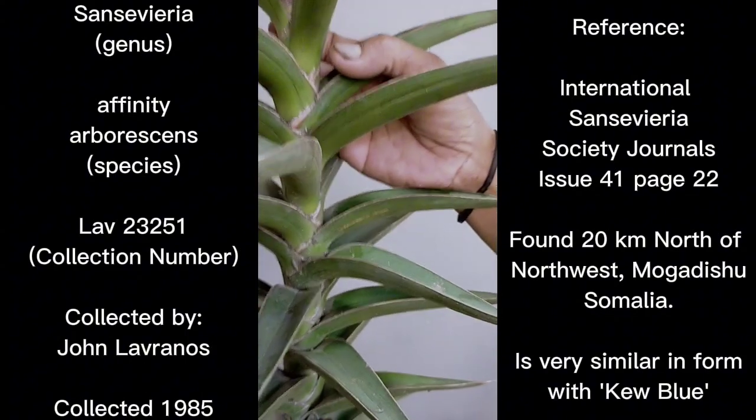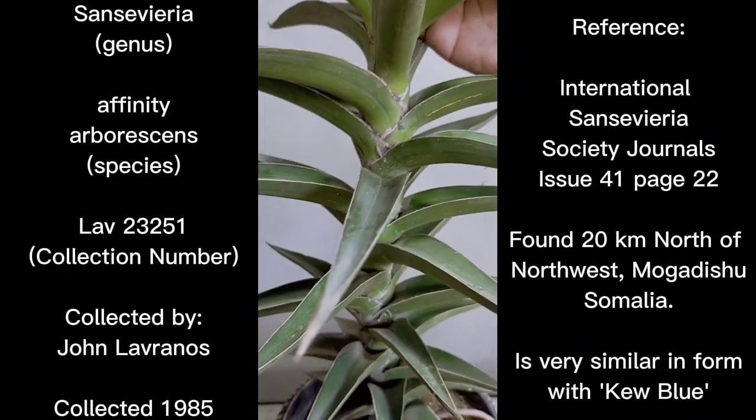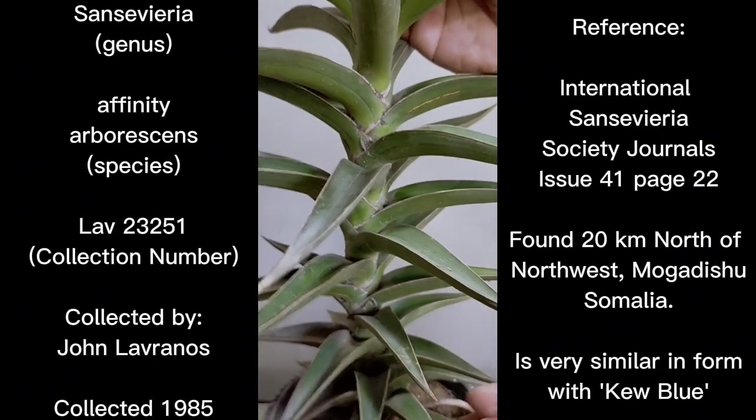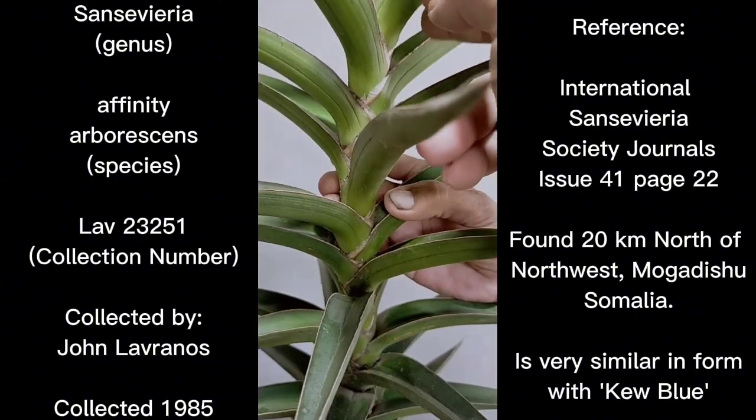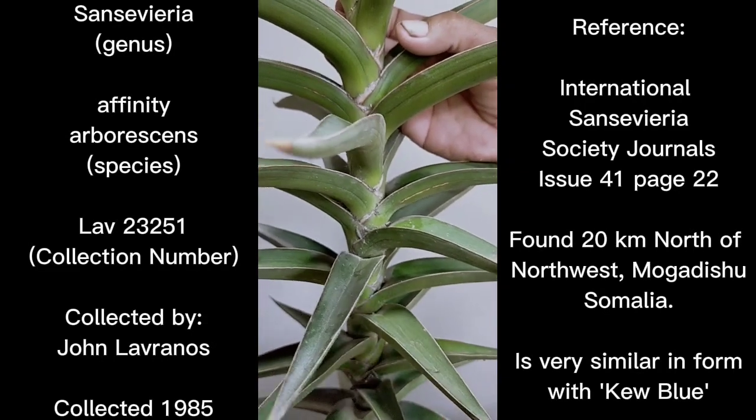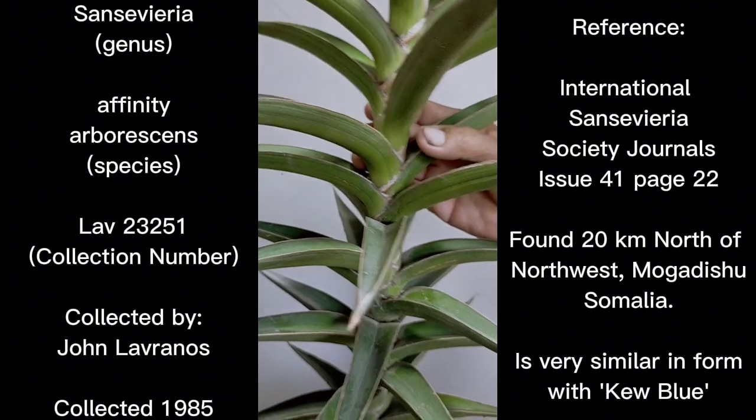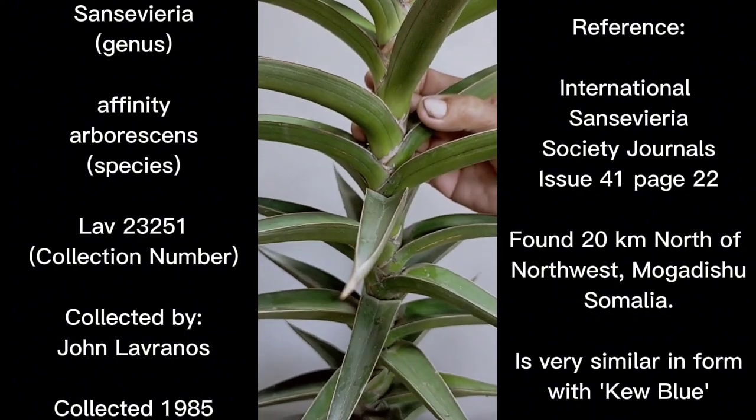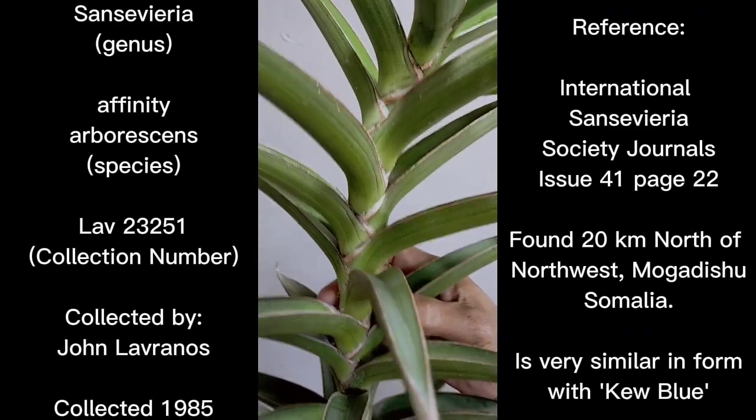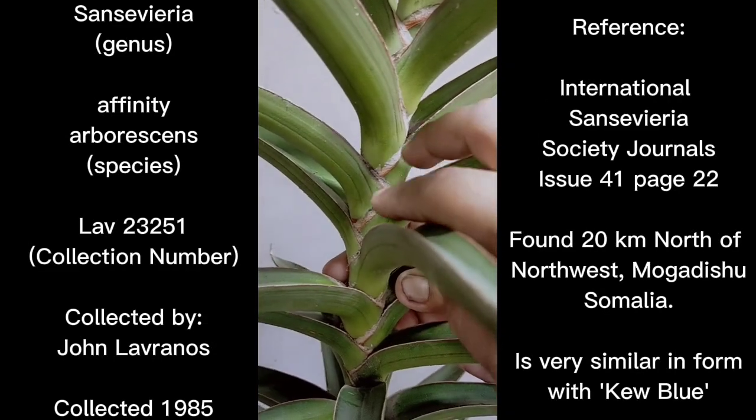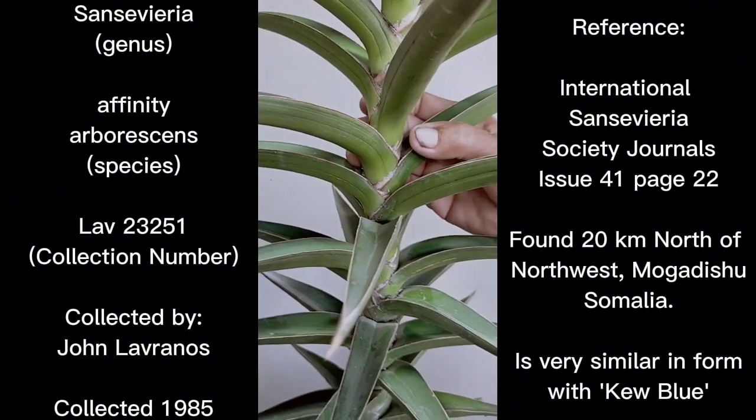When I say arborescent, that is a botanical term for a plant species having a very tall structure with stems on it. From the stem, there are leaves attached in a cylindrical manner, or in all directions. It is growing leaves from the stem part. So this is the stem part of the Lavranos 23251 species.